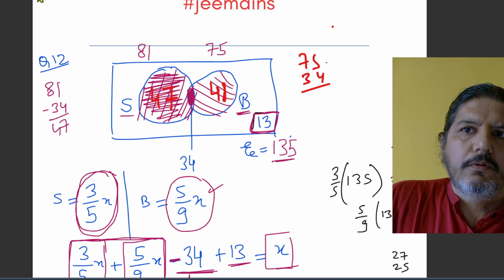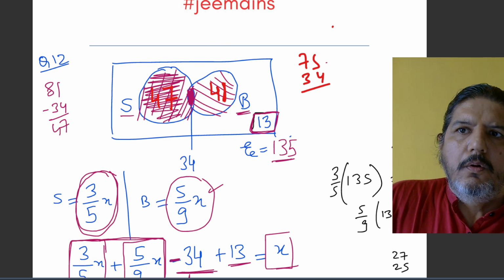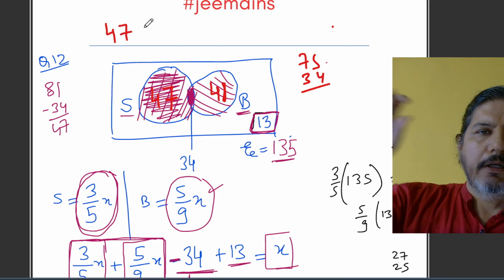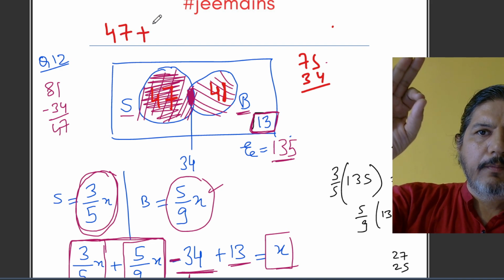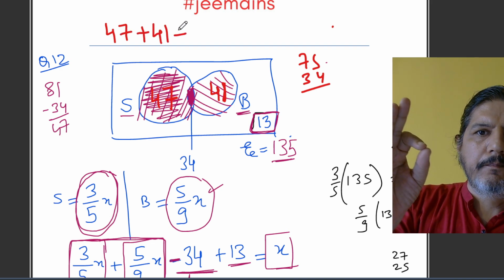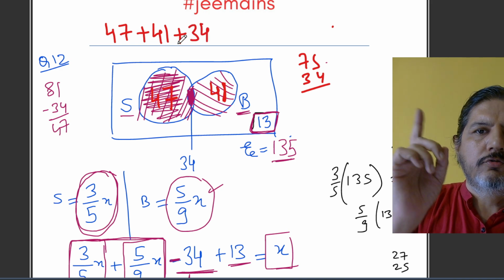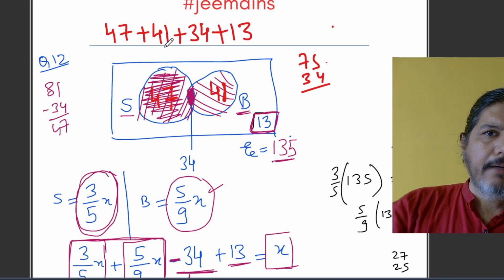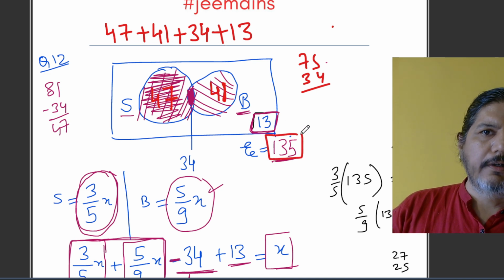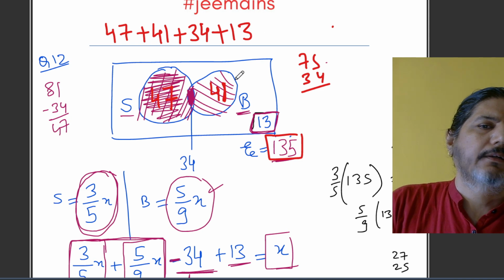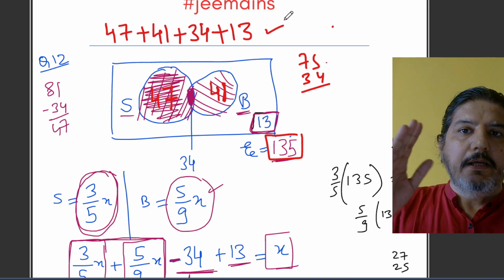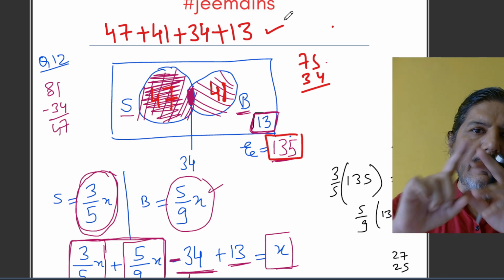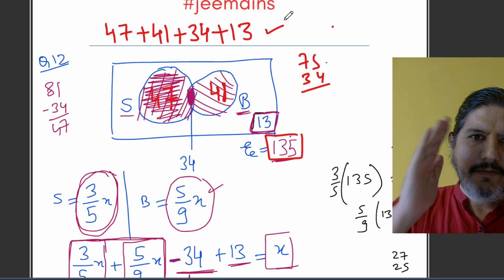So if I have to show you all the numbers again. So 47 people like swimming only, exclusively swimming. 41 people like exclusively badminton. 34 people like swimming as well as badminton. And 13 people like neither of them. And when you add all these, your sum should be equal to 135. 7, 8, 12, 15, and it should be 135. So if you understand sets well, 47 plus 41 plus 34 plus 13 is equal to 135. This you should understand very clearly.